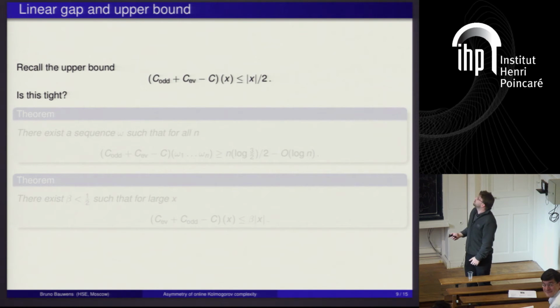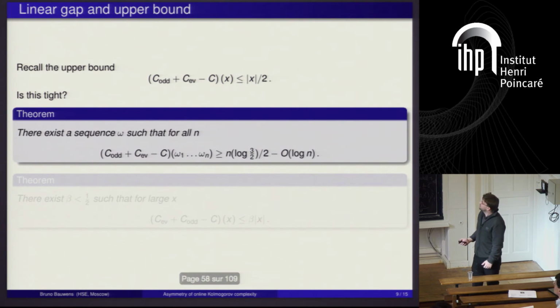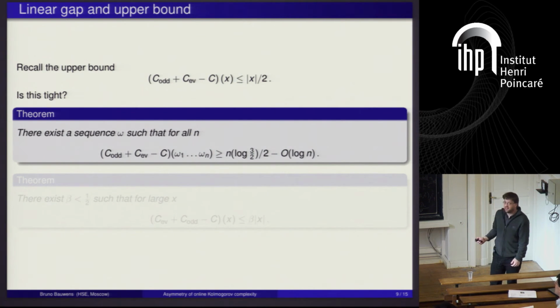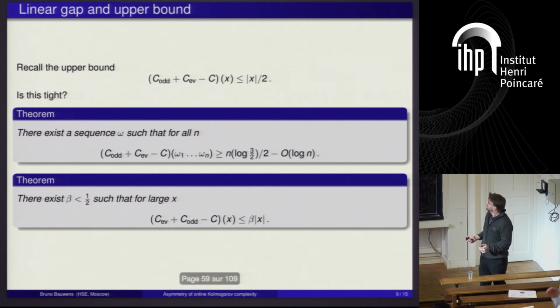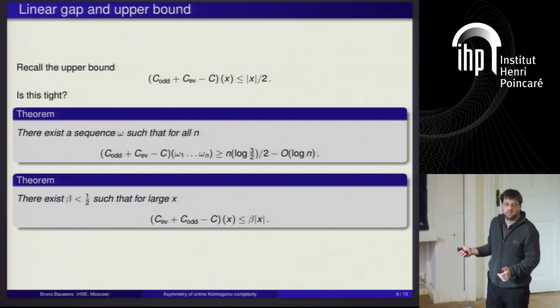So what about the upper bound? Recall one of the relations we derived was bounded by length over 2. So the theorem says that we can have even this asymmetry linear in the length. Then the question: can we have this 1/2? Can we have maximal asymmetry? And the answer is no. There exists some beta for which this is small.